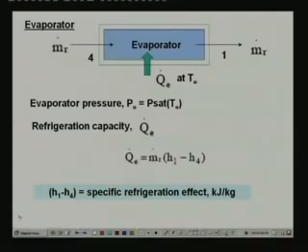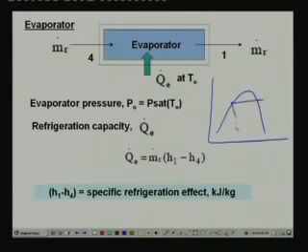Remember that the evaporator process is given by process 4-1. Okay, so if you look at the TS diagram, this is 1, 2, 3, 4. So process 4-1. At the inlet to the evaporator you have a mixture of liquid and vapor, and at the exit of the evaporator you have saturated vapor.